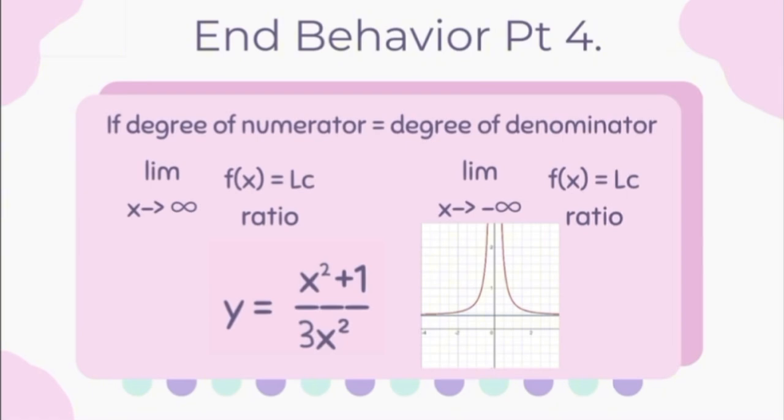Lastly, one end behavior is when the degree of the numerator and the degree of the denominator are the same. That means when x approaches infinity, f of x approaches the ratio of their leading coefficients, and the same for the left side when x approaches negative infinity. Here we have an example. The leading coefficient is 1 on the top and 3 on the bottom. So you can see on the graph that the end behavior is approaching the horizontal asymptote y equals 1/3.